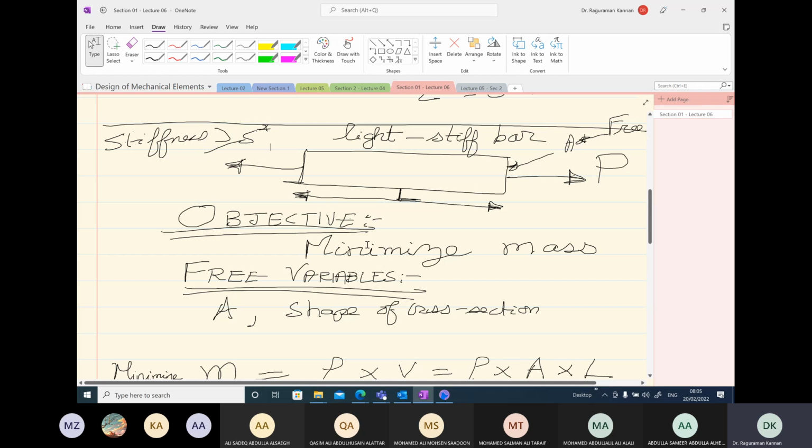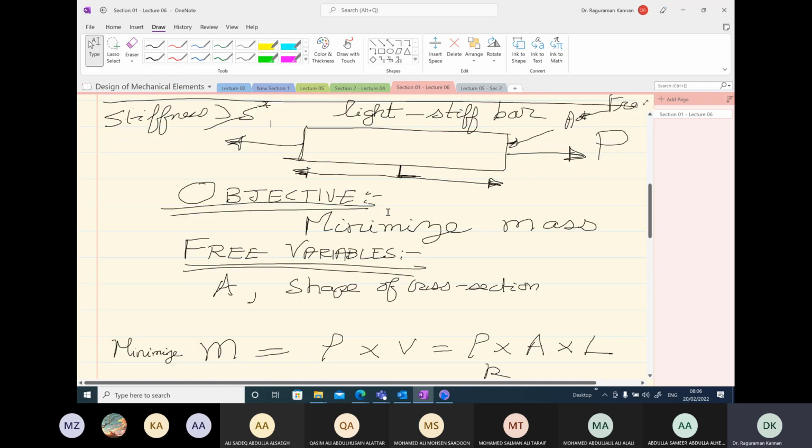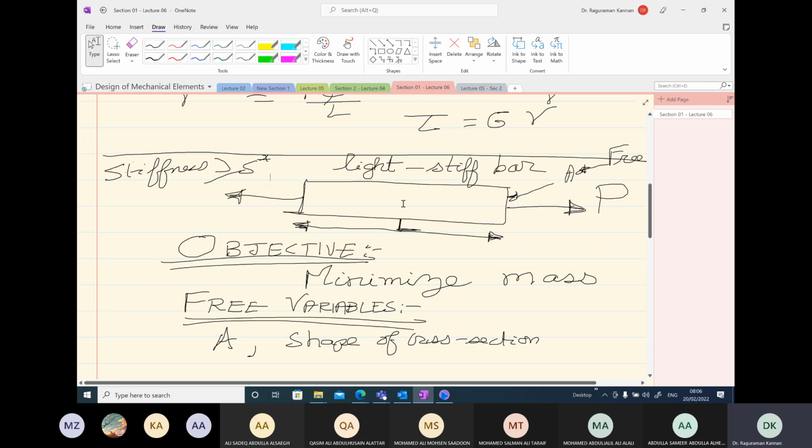So how did we start? Objective function: we want to minimize the mass. We identify what the free variables are. L is not a free variable. The area of cross section is a free variable, and the shape of the cross section is also a free variable. Besides that, the material is also a free variable. So we had to include material choice because the density is a free variable.